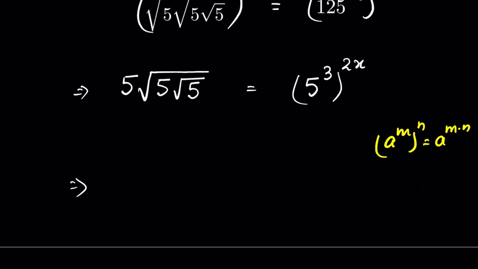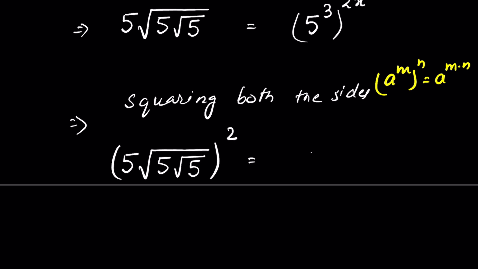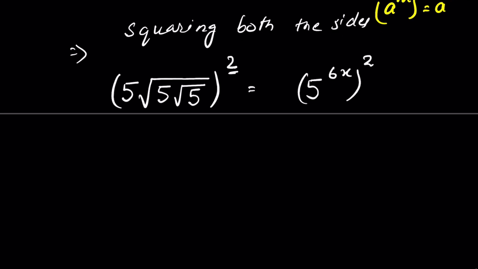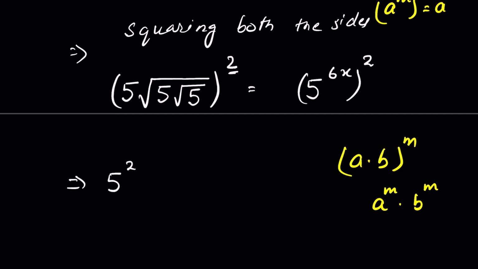Again, let's square both the sides. Square it. It is 5 raised to the power of 6x, then whole raised to the power of 2. Now this square, we can understand it using this property. When a times b whole raised to the power m, this exponent is on a also and b also, then it is equal to a raised to the power m times b raised to the power m. Therefore, this square is on 5 raised to the power of 2, then this square is on this 5 under square root.